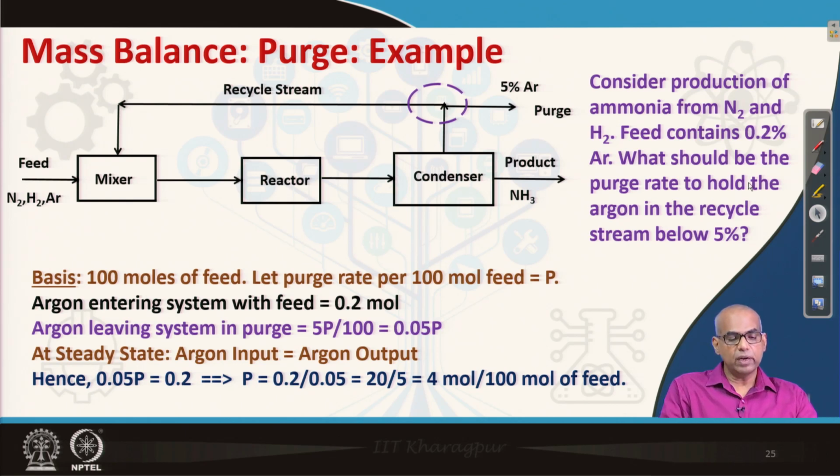So, how much of argon enters system with feed? 0.2%, so 0.2 mole. Argon leaving system in purge 5%, so 5% of P is 0.05 P. So, you must equate 0.05 P with 0.2. This gives me 4 moles per 100 mole of feed. So, the purge rate should be 4 mole per 100 mole of feed.